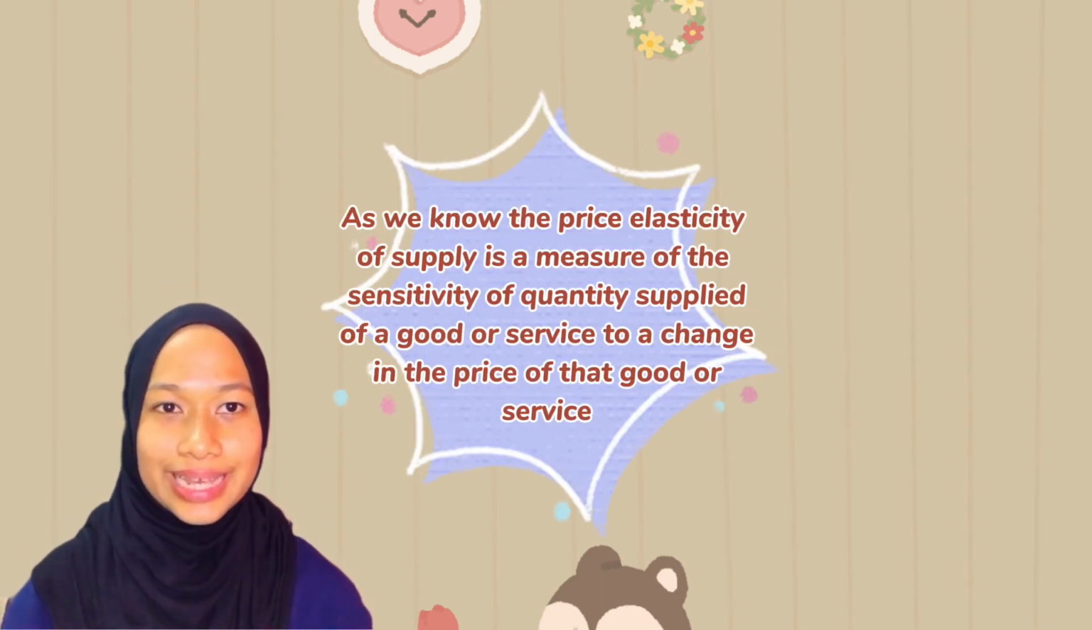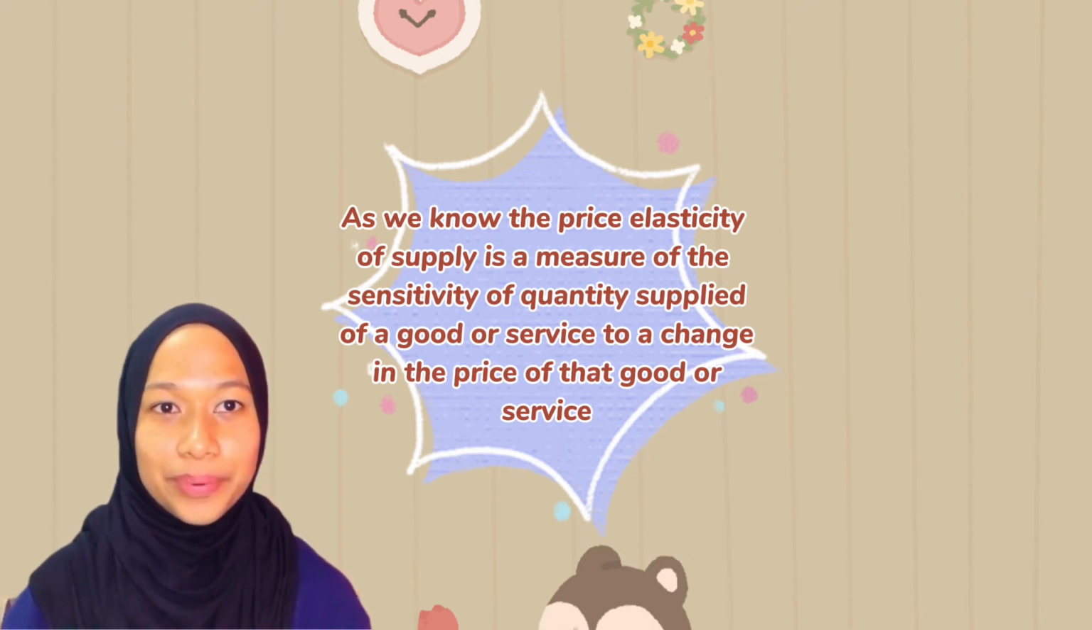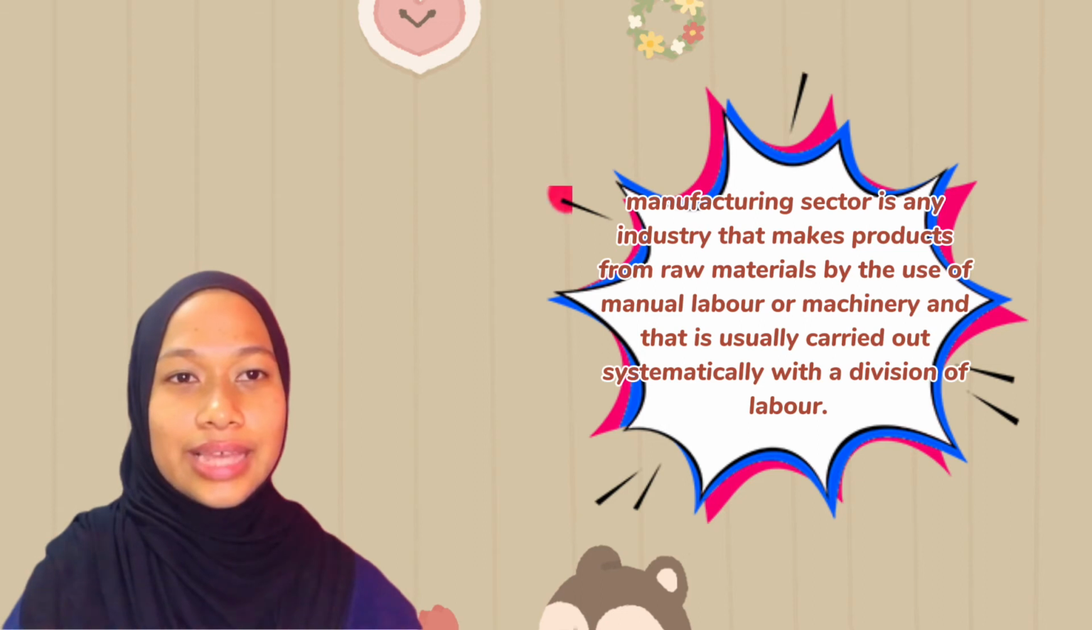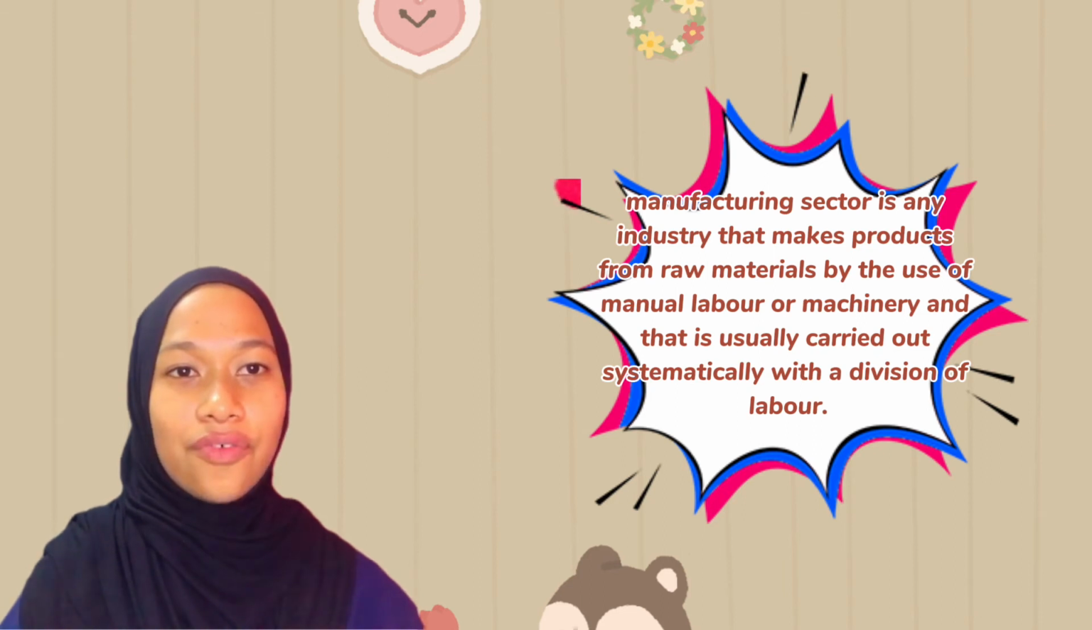As we know, the price elasticity of supply is a measure of the sensitivity of the quantity supplied of that good or service to a change in the price of that good or service. Now we go to the manufacturing sector. The manufacturing sector is any industry that makes products from raw materials by the use of manual labor or machinery, and that is usually carried out by division of labor.